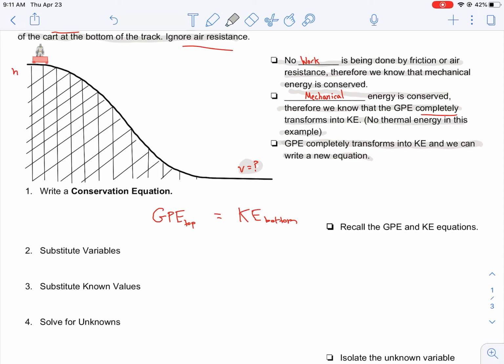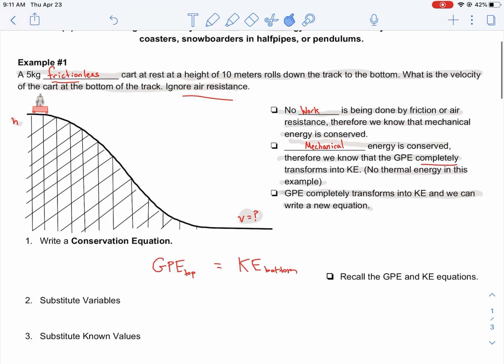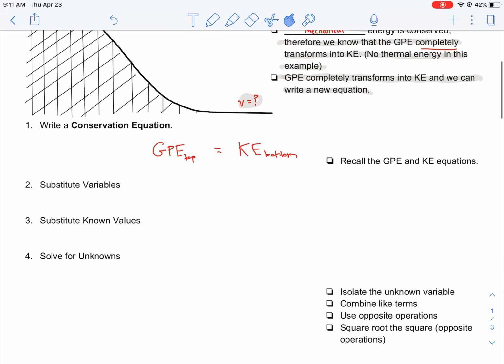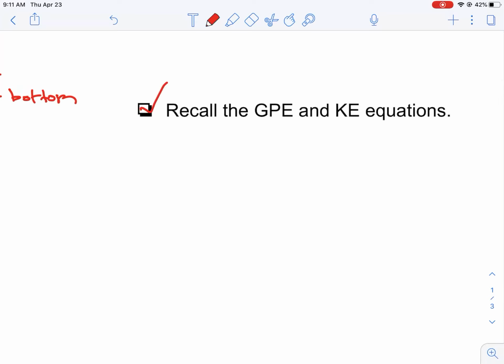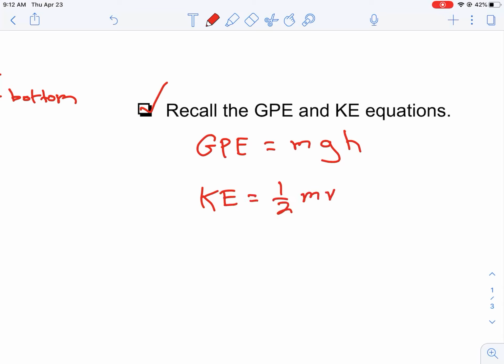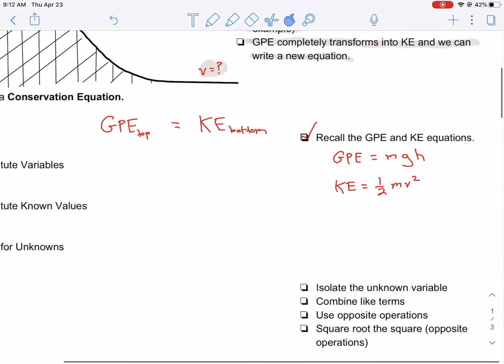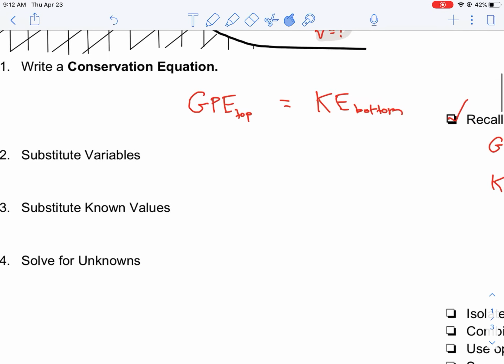So how do we get velocity into the equation and height into the equation, maybe even mass as well, because those are the variables that are given to us. Remember that it doesn't tell us anything about energy in this problem. It's asking us about velocity, it gives us height and mass. But energy allows us to solve this problem, and let's recall the GPE and KE equations. You should have these memorized. GPE equals the mass times the acceleration due to gravity, or little g, times the height. Kinetic energy equals 1/2 times the mass times the velocity squared. You guys should have those memorized.